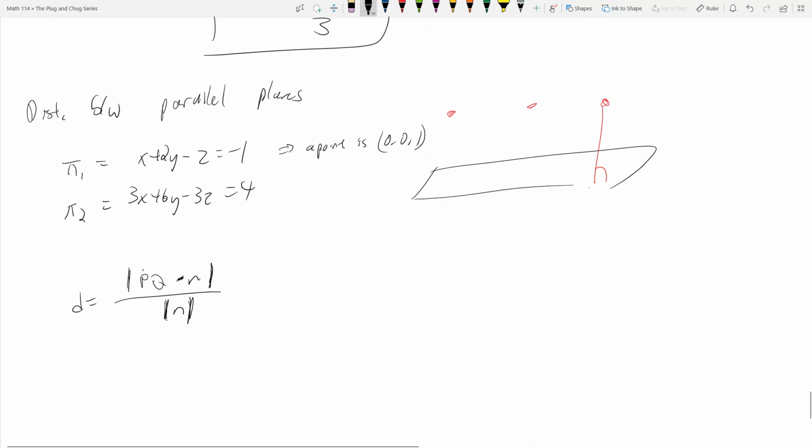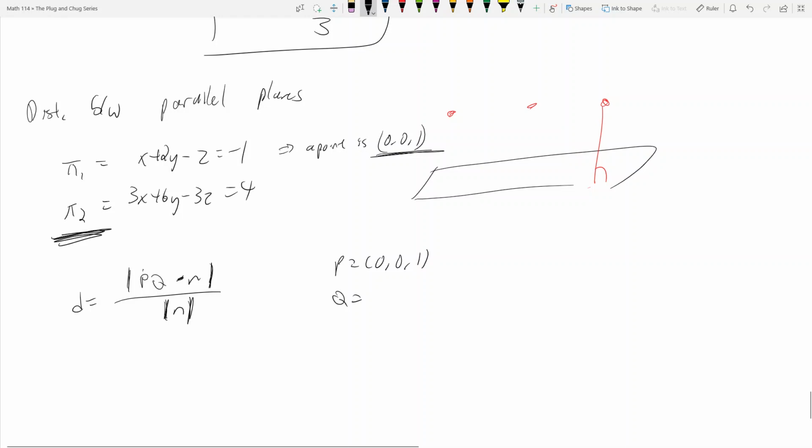So let's say this is our point in space. Let's say (0, 0, 1) is our point in space. So now, P is equal to (0, 0, 1). And so now we need to find Q, which is a point in pi 2. Okay, and so what's a point in pi 2 that we can use?